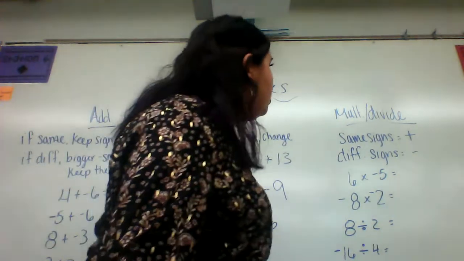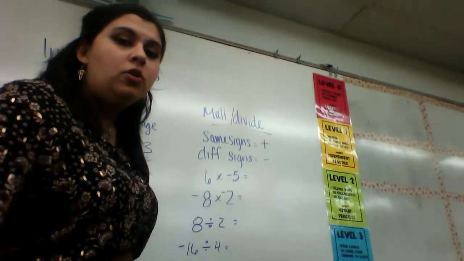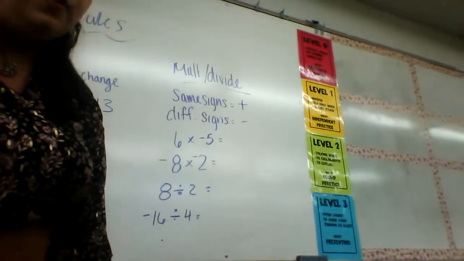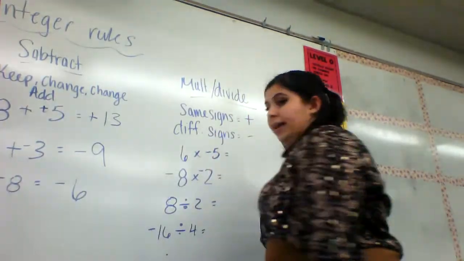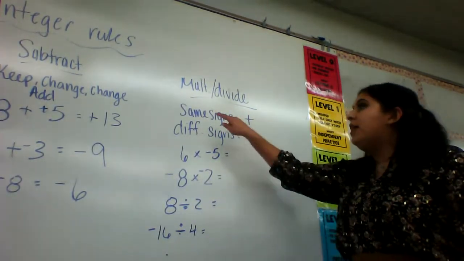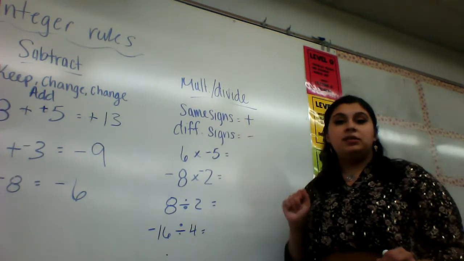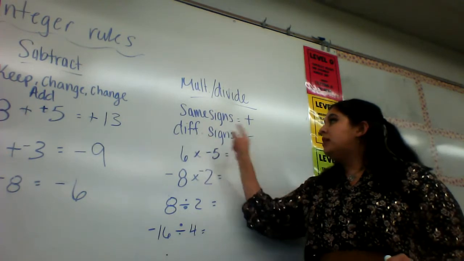Good. Let's do our last one, multiplying and dividing. So with multiplying and dividing, it's a little different. So when we are multiplying and dividing, what we do is if they have the same signs, it's going to be positive after we multiply. If they're different signs, they're going to be negative.